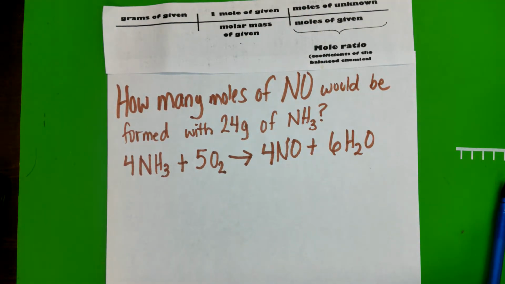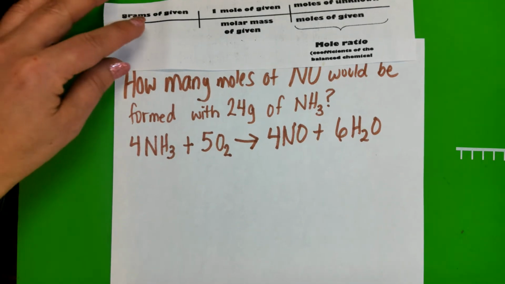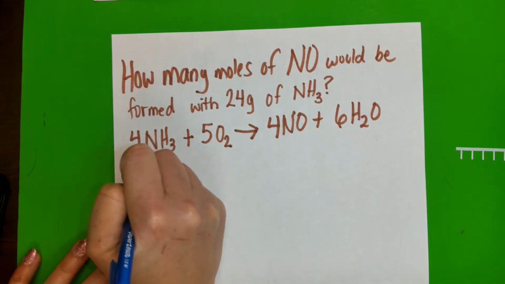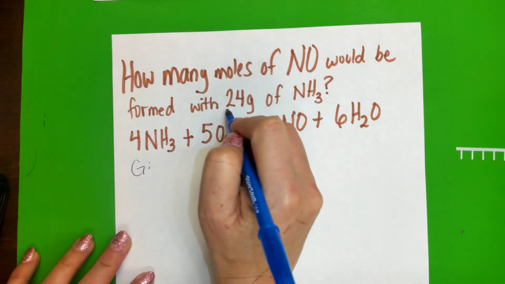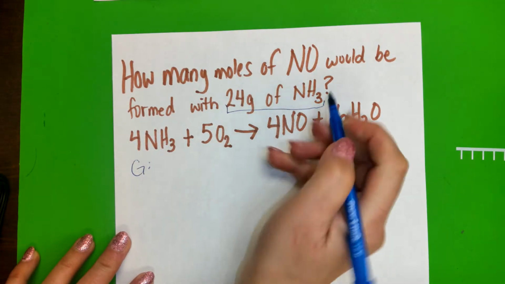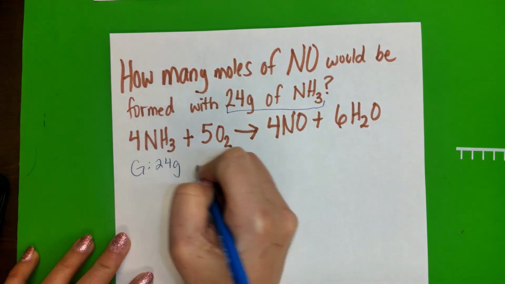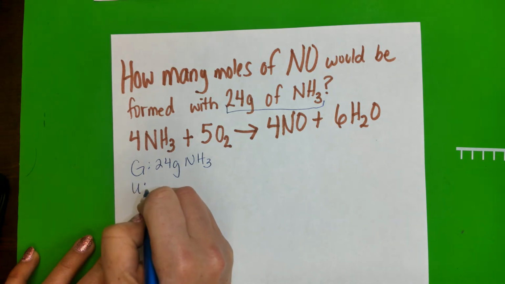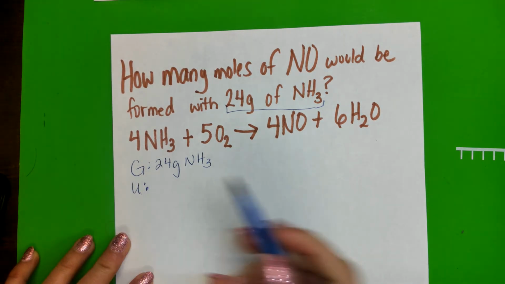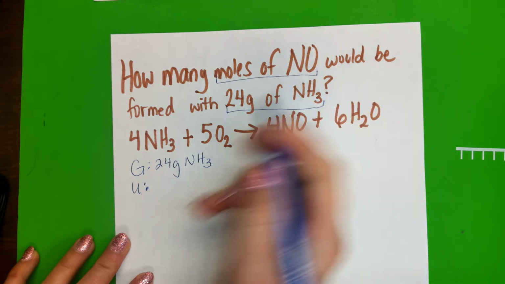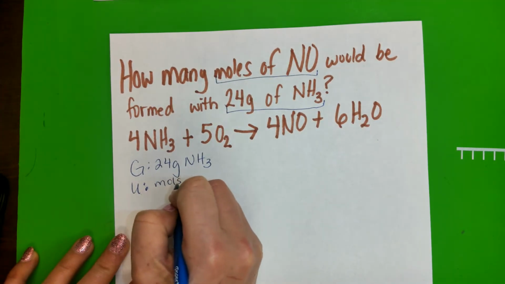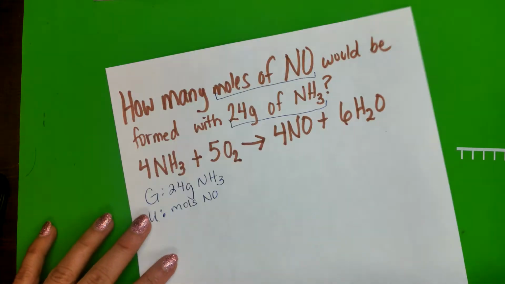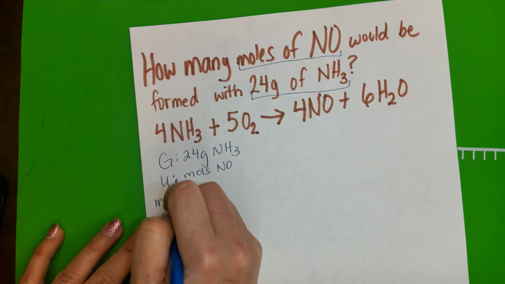Okay, so let's go ahead and get started. And we're going to start with GUMMER. So the G would be for your given, which is 24 grams of NH3. Then the U is your unknown, which would be moles of nitrogen oxide, so it would be moles of NO. Okay, and then the MM would be molar mass.